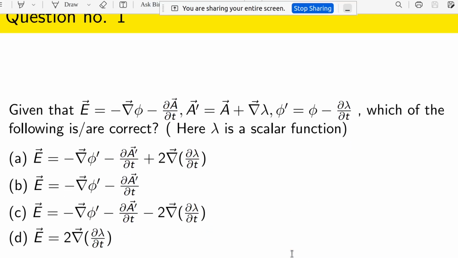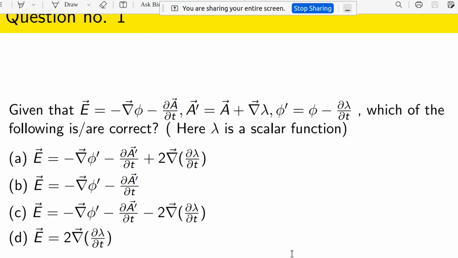So this is question number 1. The first question says that, given that E vector is minus grad phi minus del A del t, A prime is A plus grad lambda, phi prime is phi minus del lambda del t, which of the following is or are correct? Here lambda is a scalar function. And there are 4 options for that.